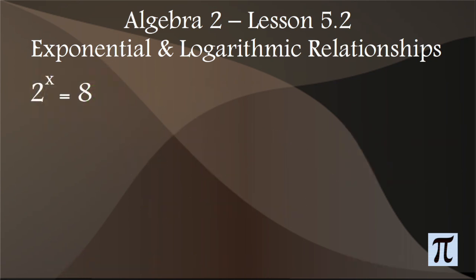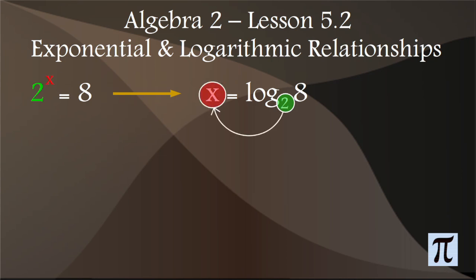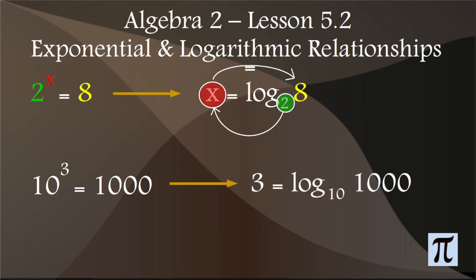So let's start with this example. 2 to the x equals 8. We know we can rewrite this as x equals log base 2 of 8. And the way I like to think about it is that we have a base of 2 to the x power equals 8. So for another example, we have 10 to the 3 equals 1,000. We can rewrite this as 3 equals log base 10 of 1,000.